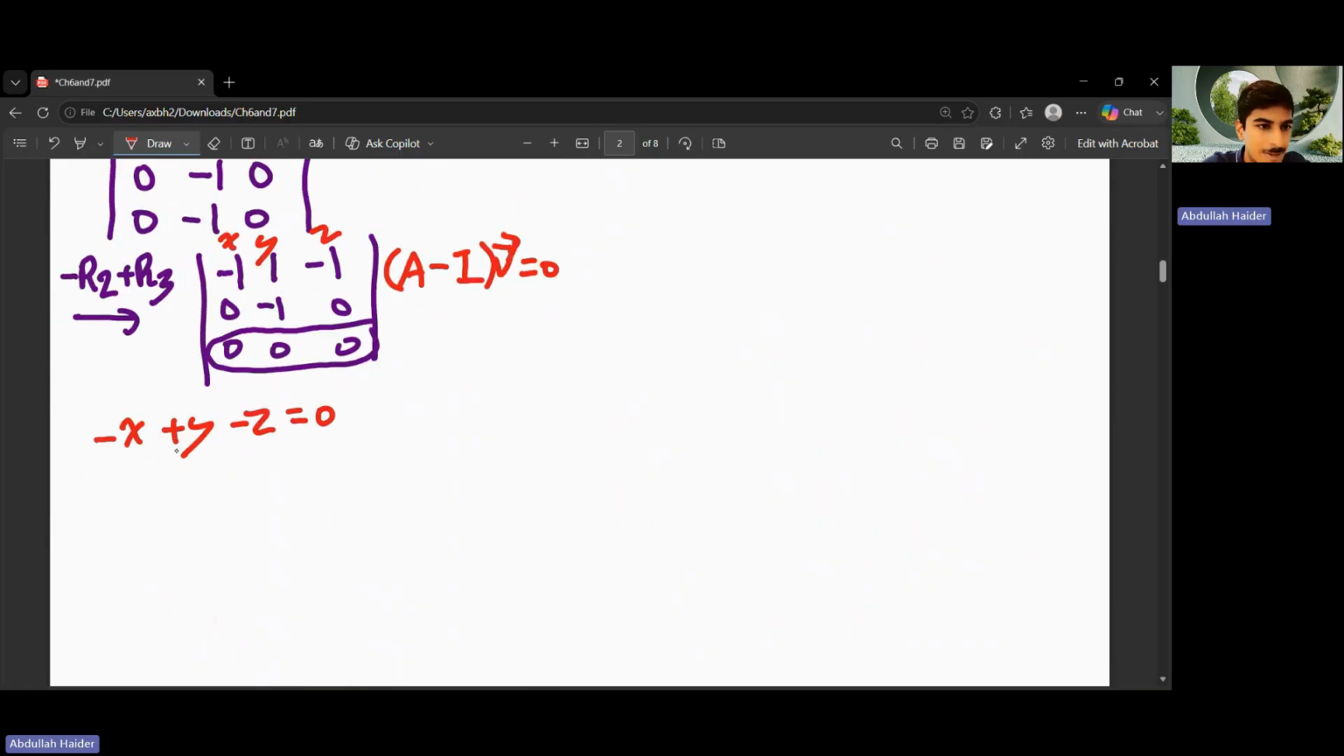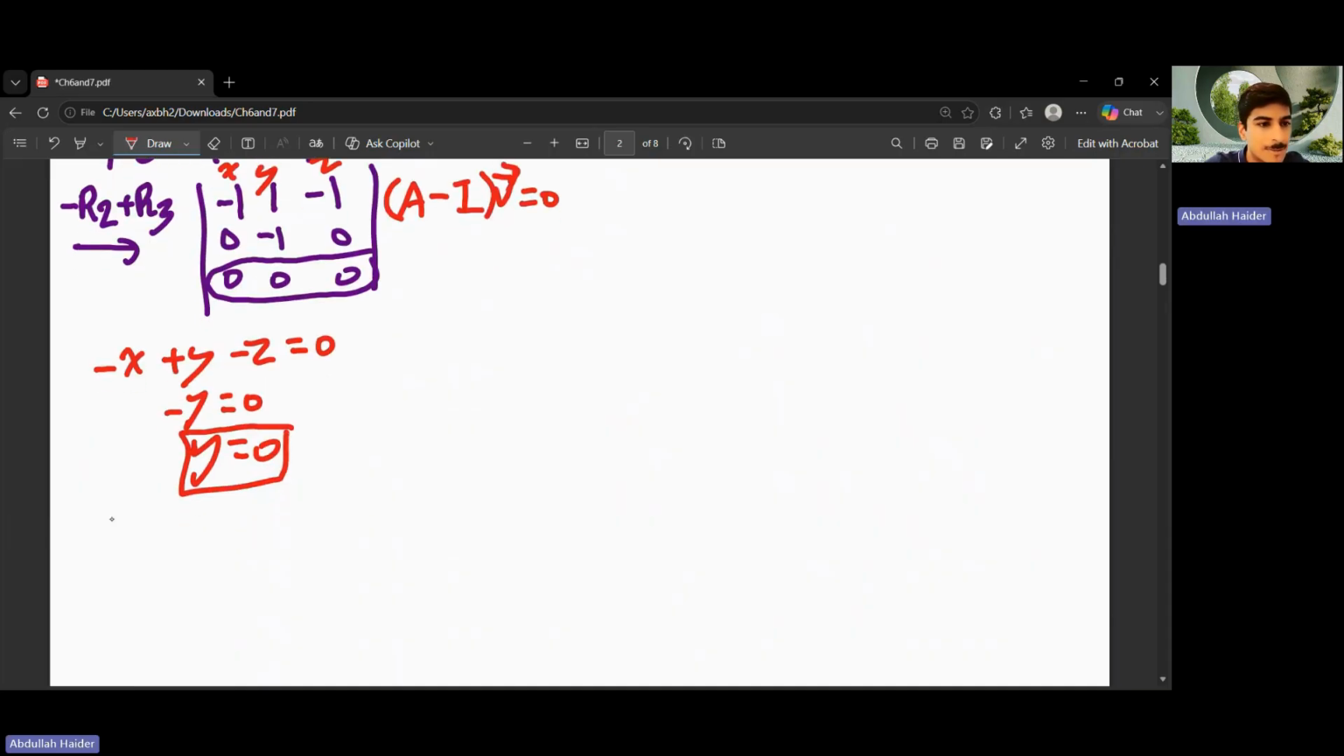So minus x plus y minus z equals 0, and minus y equals 0. And this also means that y equals 0. You can multiply by negative on both sides, and you get y equals 0. This means minus x minus z equals 0, so minus x equals z.